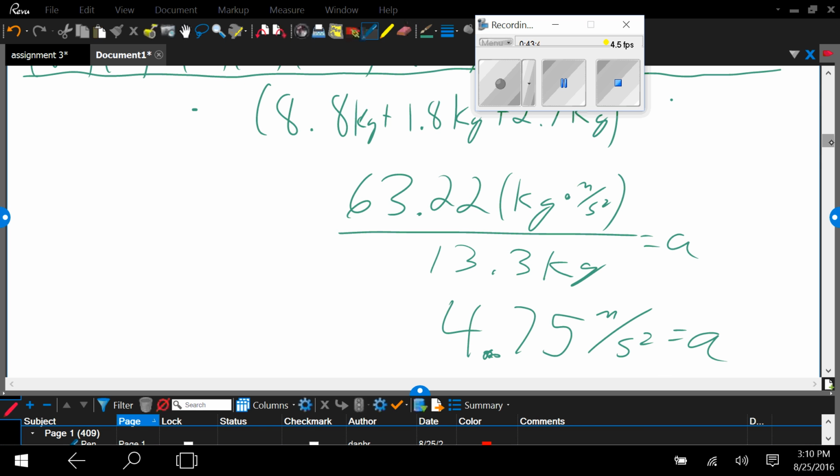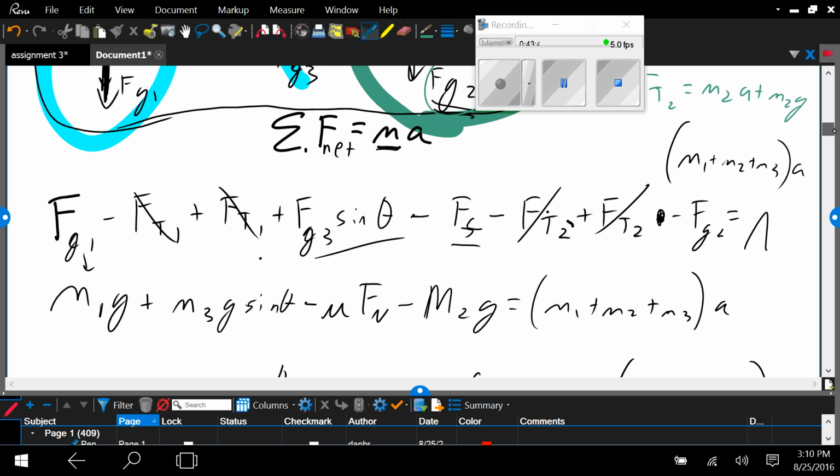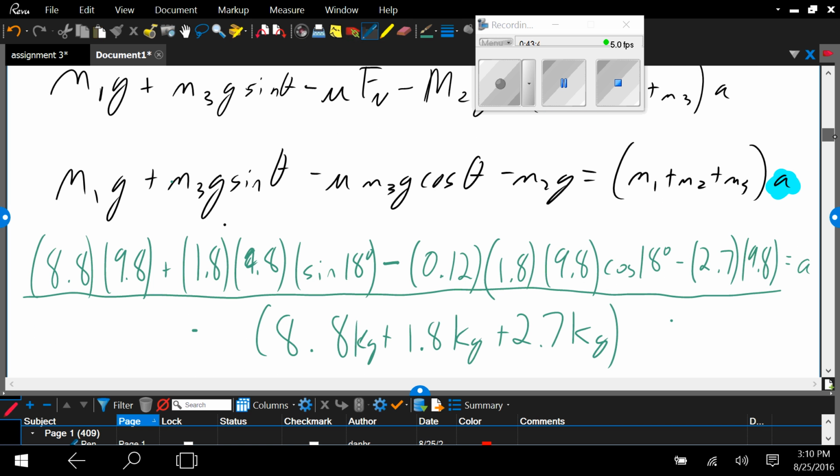Okay, so taking a look here, again, at this problem, we're working to calculate numerically A. We're just going to plug in the numbers. And so 8.8 is the number of kilograms for mass 1, 9.8 is the G, and so on. We plug in all the numbers from the given information in the problem. Notice here I have divided by 8.8 plus 1.8 plus 2.7. That's our megamass of mass 1 plus mass 2 plus mass 3. As a quantity, they're multiplied times A, so I divided both sides by the three of them so that we can get A by itself.